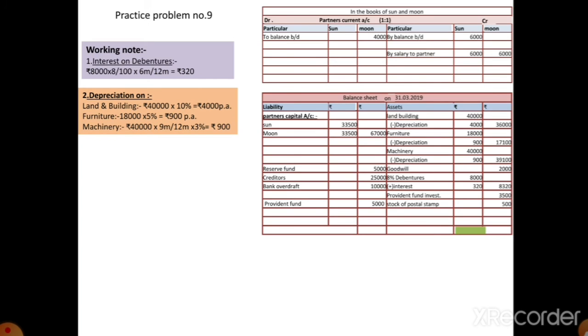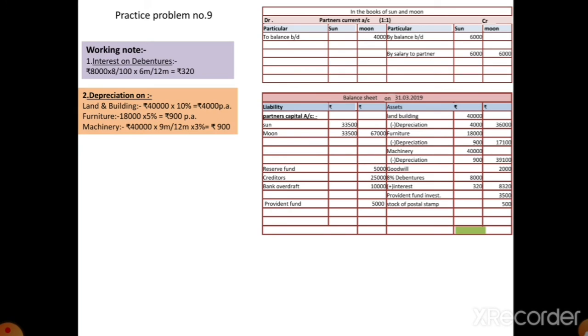Just concentrate here. Depreciation is charged on machinery. Student, in the trial balance they give additional information regarding the date of purchase of this machinery. It was purchased on 1st July 2018. So from 1st July to 31st March, a total of 9 months, we used that machinery. So here we calculate the depreciation for 9 months only.